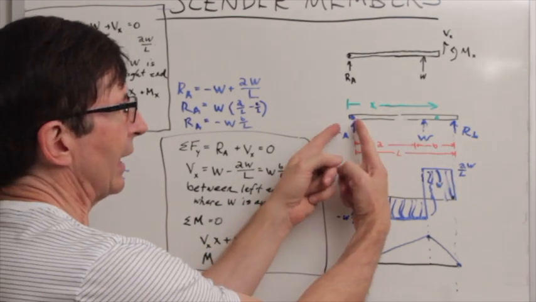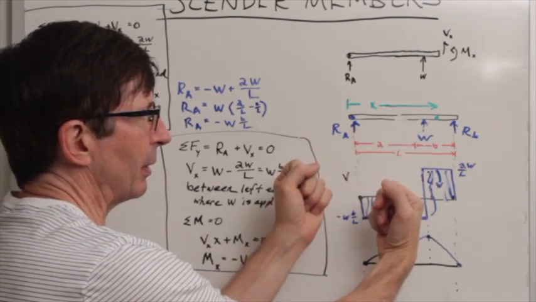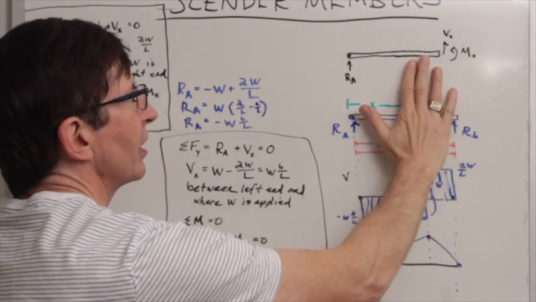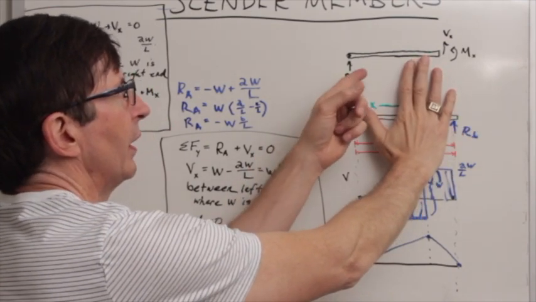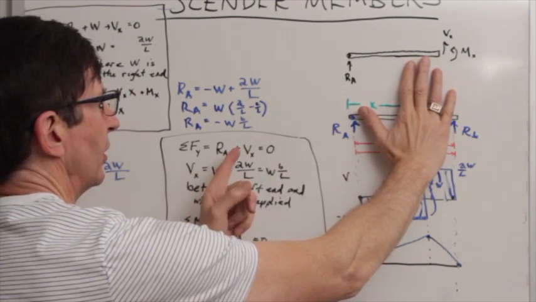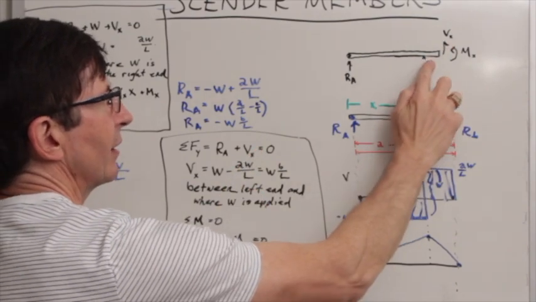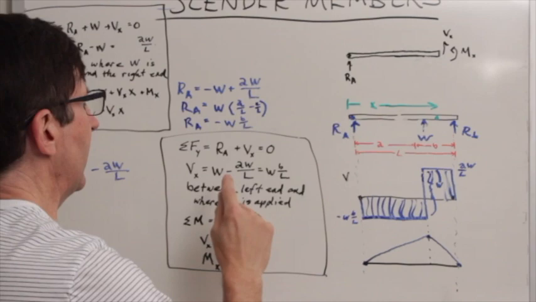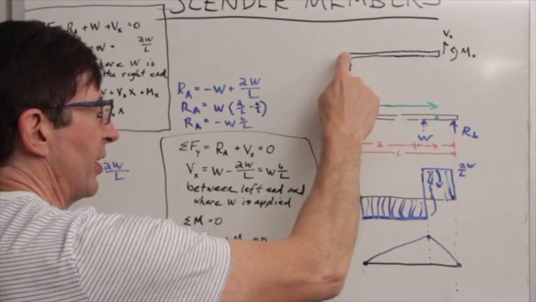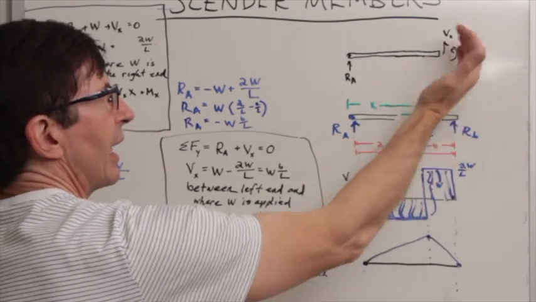So in looking at this part, cutting the beam anywhere between the left end and the application of W, we were solving for the sum of the forces in the y direction, which is RA, plus that unknown V at the end. And then the moment equation sums to 0. If we sum about this point, the only two contributions are Vx and Mx.